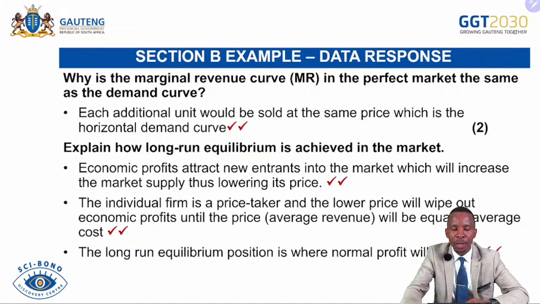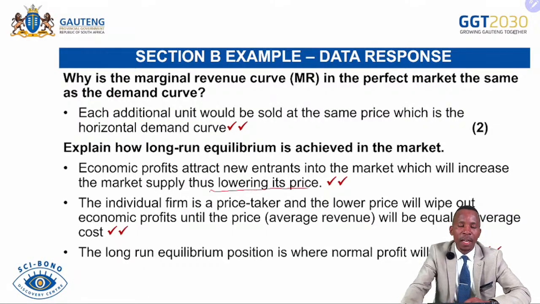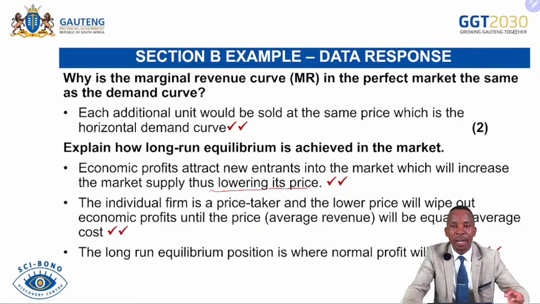Explain how long-run equilibrium is achieved in the market. So economic profit attracts new entrants in the market, which will increase the market supply, thus lowering the price. So in the long run, the economic profit that has been enjoyed in the short run will always attract the entry of new businesses into the market. As new businesses enter, market supply will increase, which will decrease the price. And then individual firms will now be producing less because the supply has increased for the market and the competition has increased. That results in firms not enjoying profits in the long run.